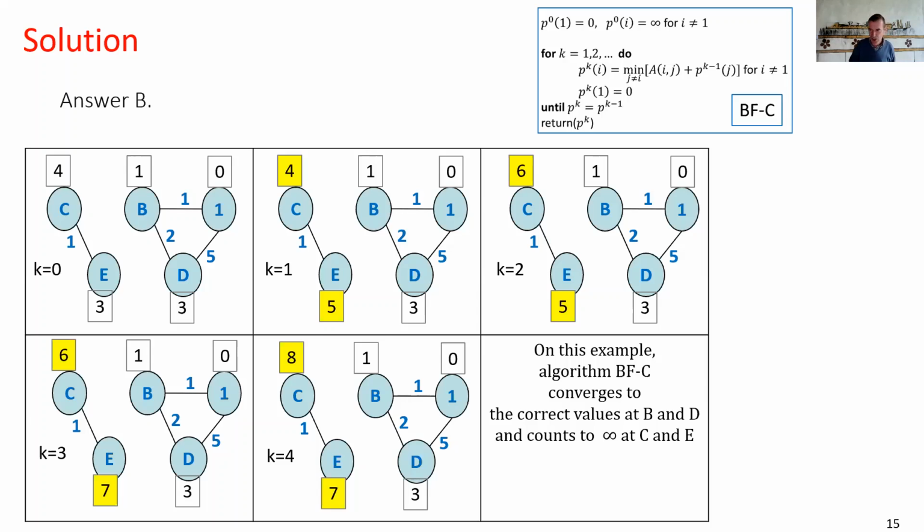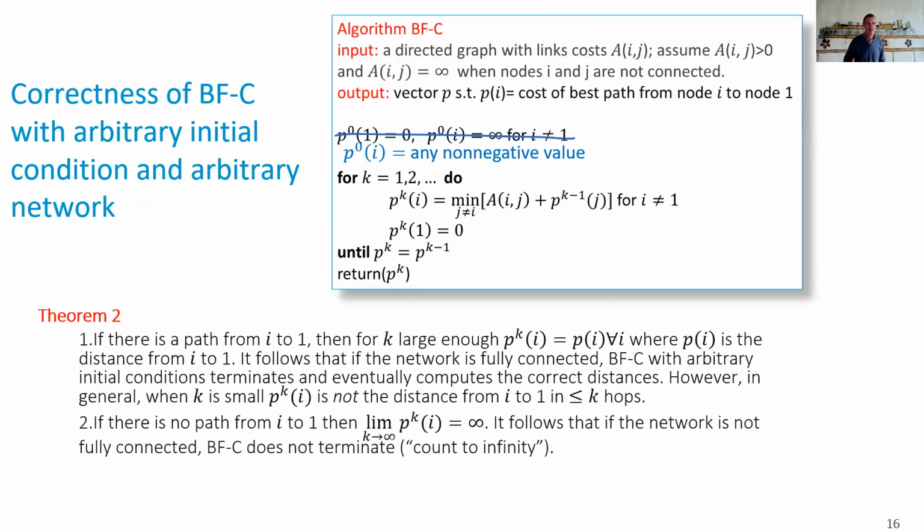So there is some magic about Bellman-Ford with arbitrary initial conditions. And the magic is that it continues to do the best possible thing and compute either the correct value if the network is connected, or it will count to infinity if the network is not connected, whatever the initial conditions. This whatever is very important. So if there is a path from I to 1, then for k large enough, k is the iteration count, the value will become the true distance to the final destination. So if the network is fully connected with arbitrary initial conditions, it will work.